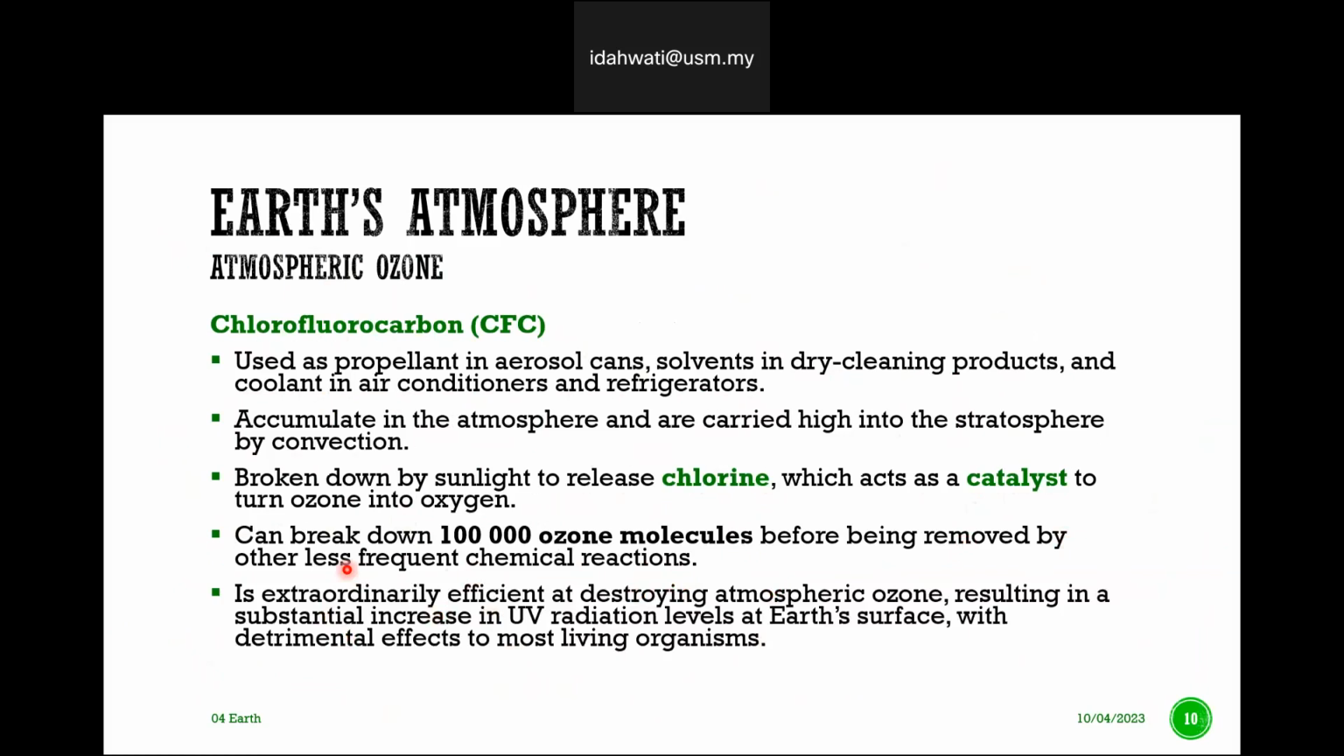So it is extraordinarily efficient at destroying atmospheric ozone, resulting in a substantial increase in UV radiation level at the Earth's surface with detrimental effects to most living organisms. So it's a very dangerous type of gas because it releases chlorine, which acts as a catalyst to turn ozone into oxygen. It is broken down by sunlight.